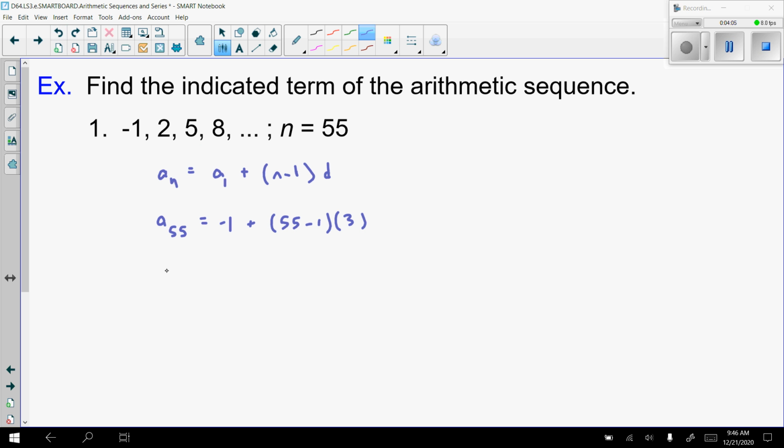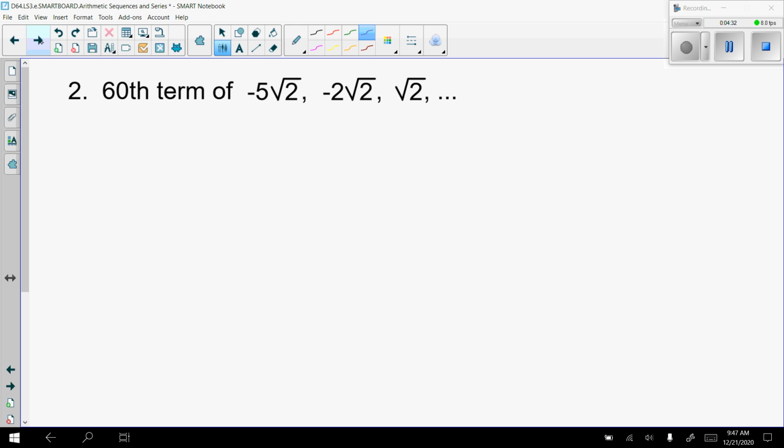Now we can finish this problem because I'm looking for the 55th term, so a sub 55 equals -1 plus, in this case, 54 times 3, and a sub 55 equals 161. Please move on to the next slide. Please work out number 2. Please pause the video and do so.